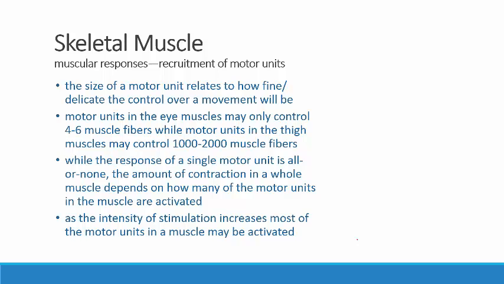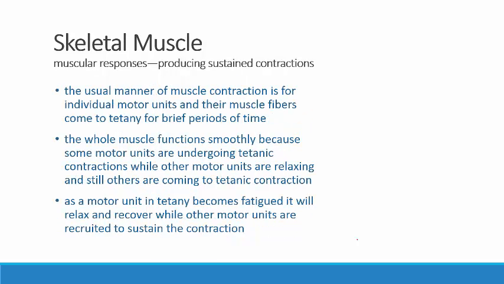So again, remember that while the response of a single motor unit is always all or none, how much contraction we see in a full muscle really depends on how many motor units are activated. And as the intensity of stimulation increases, as the rapidity with which we provide action potentials calling the muscle to contract increases, then more and more motor units get involved. So when we bring a bunch of motor units to tetany, that's when we get the most powerful contractions. The usual manner in which muscles contract is for the individual motor units and the muscle fibers that those neurons control to come all the way to tetany for a brief period of time.